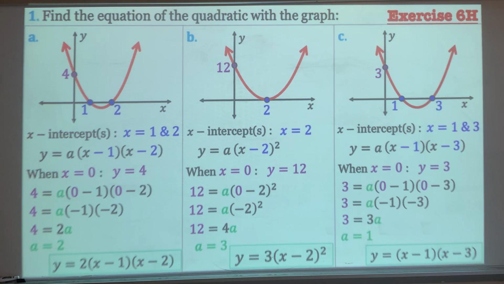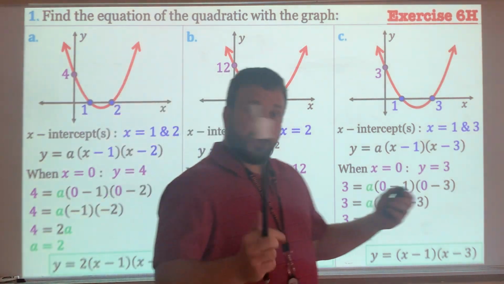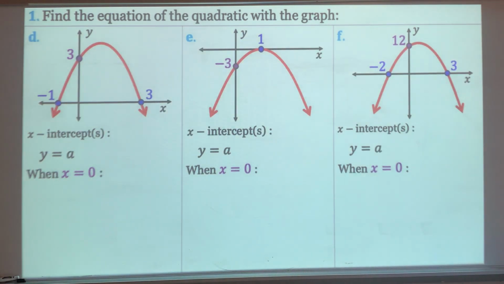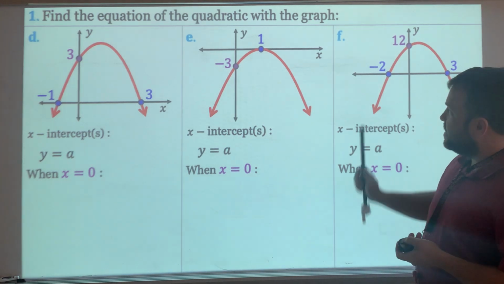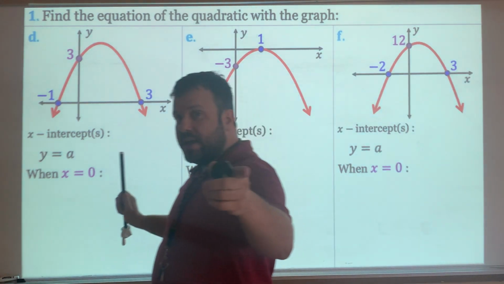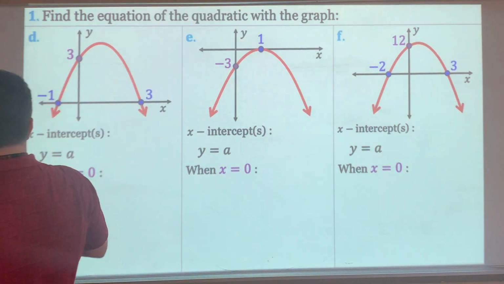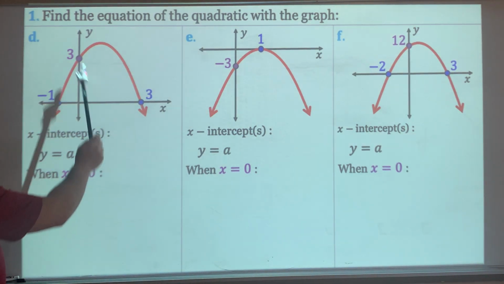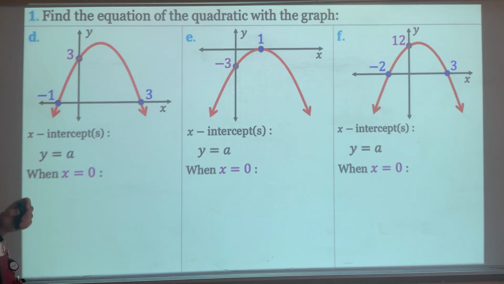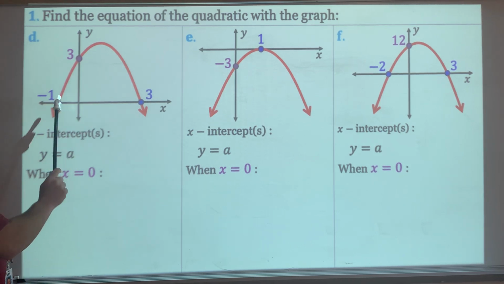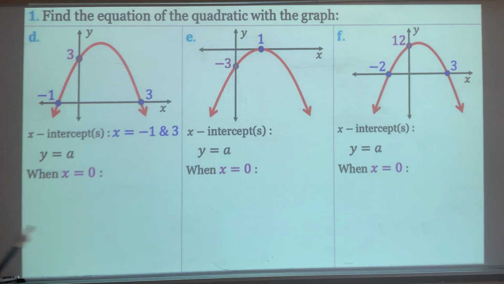All right. Let's go on to C, D, and E. Uh-oh, these graphs are upside down now. Does that matter? Of course it doesn't matter. All these upside down graphs mean is that your a is going to be a negative number, because when a is negative, that's when your graph's face down. All right, so x-intercepts, negative 1 and 3, solve it the same exact way. Y equals a times x plus 1, x minus 3.